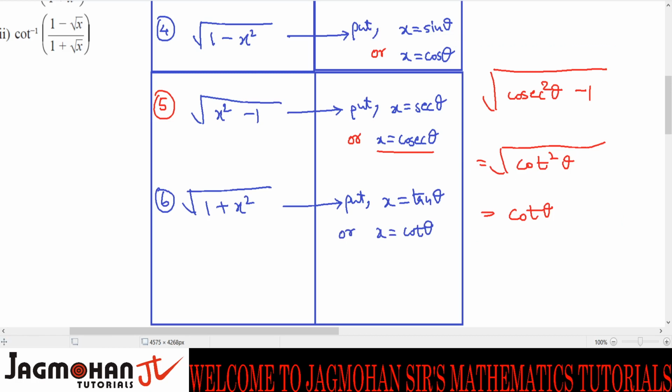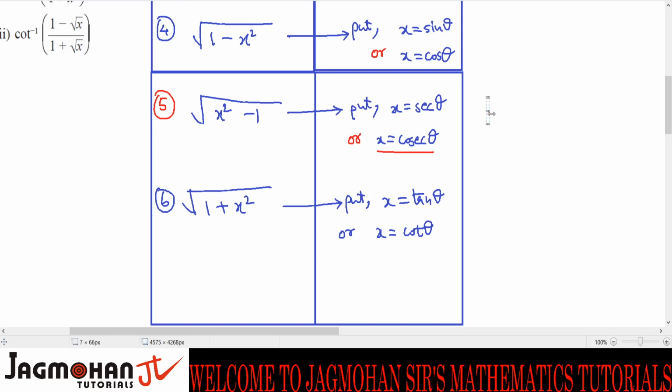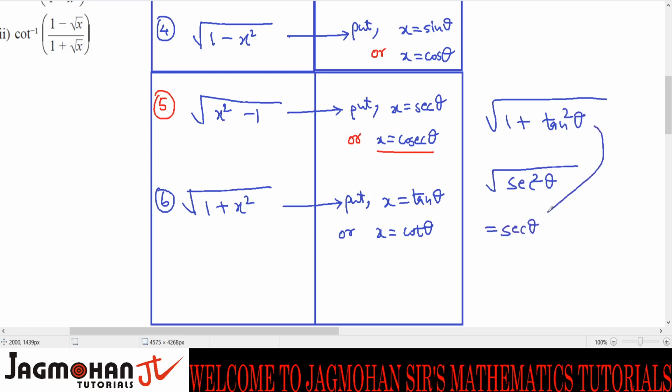The reason is, if I put x as tan theta here, see what this will become. It will become root of 1 plus tan square theta, which is equal to sec square theta, and then it yields sec theta. And you can just imagine how simplified this is. Okay. Very good. Well done. Now we are going to see some more expressions, and for those expressions, some substitutions.